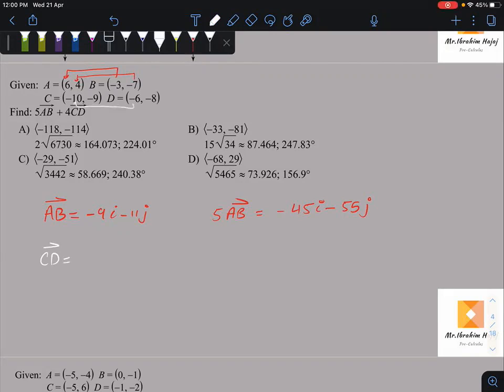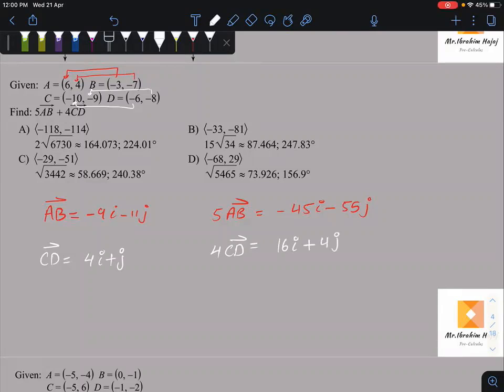To find now CD, vector CD, same thing. Negative 6 minus 10. Okay, and next the negative 8 minus negative 9. So it's -16i plus j. And then multiply the answer by 4. 4CD is equal to -64i plus 4j.